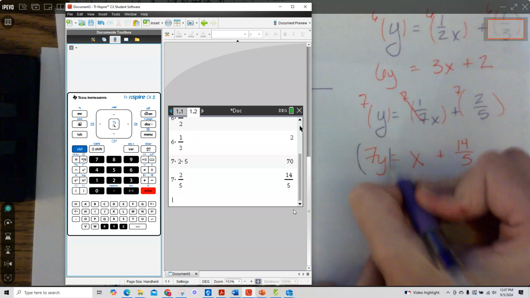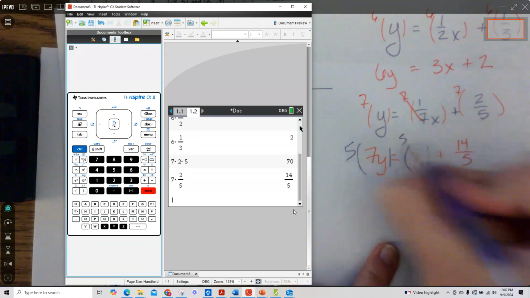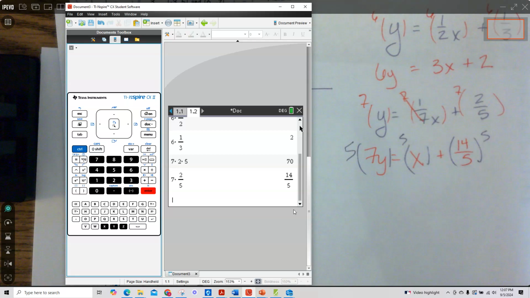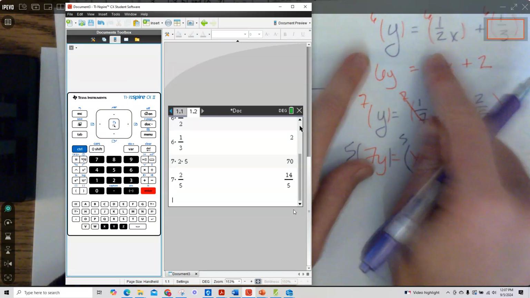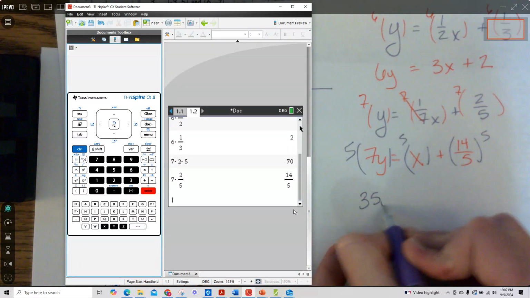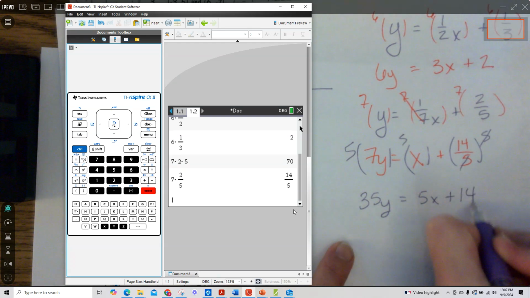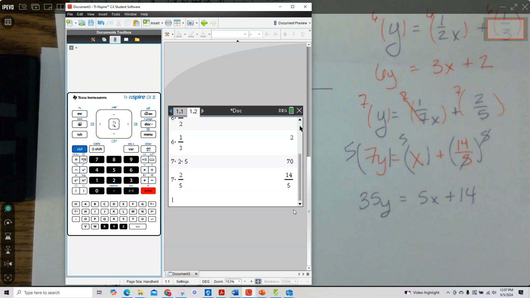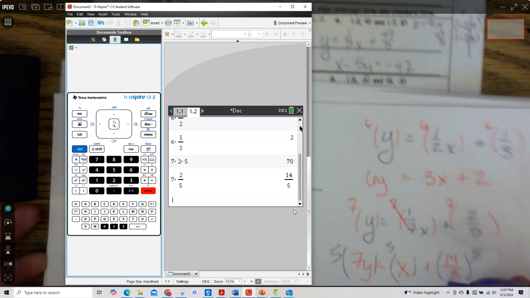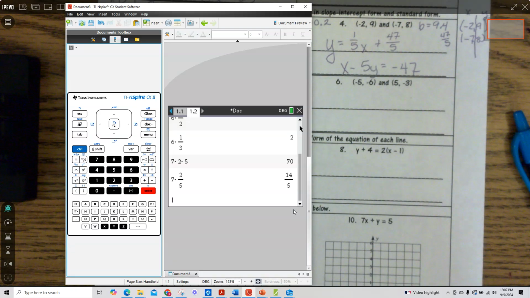And then I can knock out the 5. I could take each piece and multiply it by 5. And it's the same. It would come out the same even if you use common denominators. So 35y equals 5x plus 14. It'd come out the same either way. Okay, so just two different options there, so you've got them. All right.